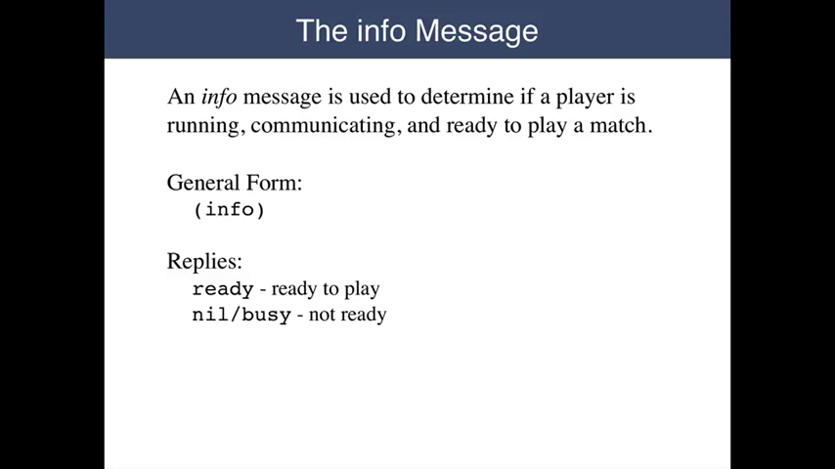An info message is used to confirm that a player is up and running. The general form is shown here. Upon receipt of an info message, a player is expected to return ready if it is ready to receive messages and play a game. Otherwise, it should return nil or busy. Of course, if a player is not running or not connected, there will be no response. So in practice, info messages sometimes evoke no reply at all.